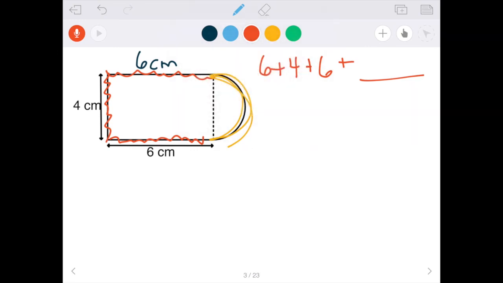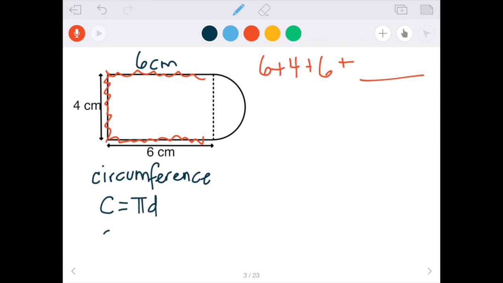In order to find out this whole perimeter, I'm going to need to know the distance around that semicircle. So first thing I need to know is how to find the distance around a circle. The perimeter of a circle is called circumference. And if you look on your formula sheet, there are 2 formulas for circumference: pi d, where d is diameter, or 2 pi r, where r is radius.